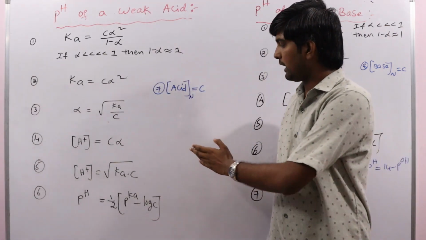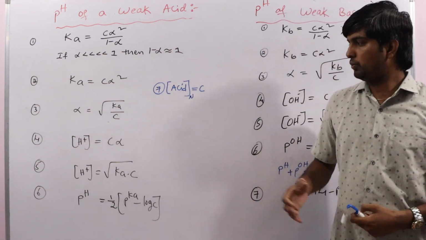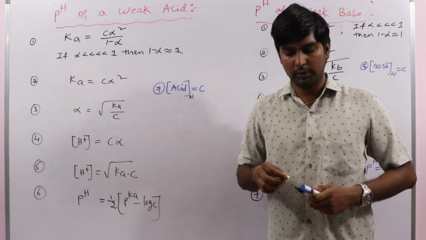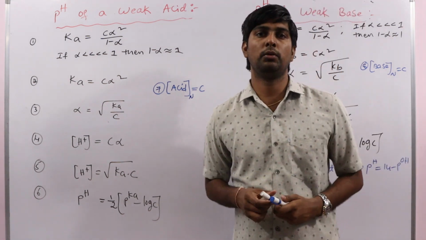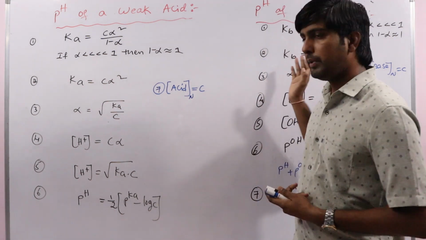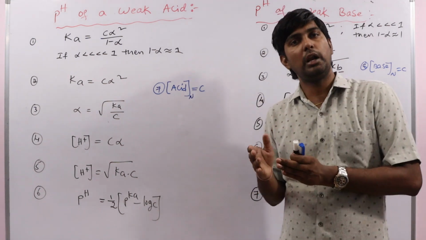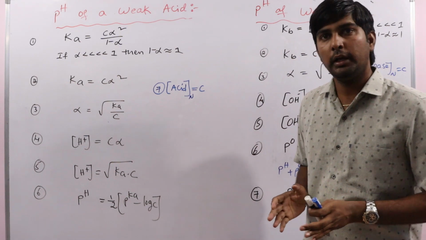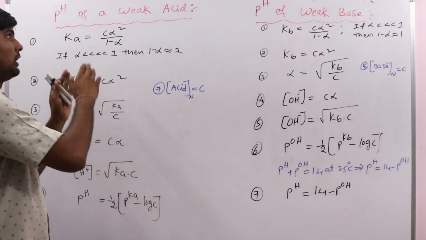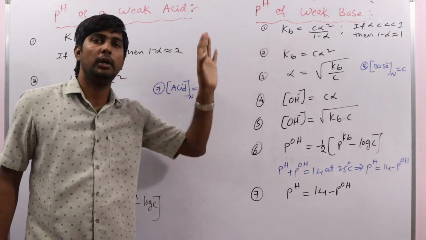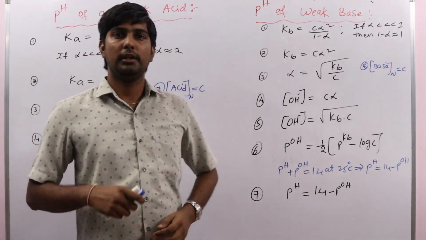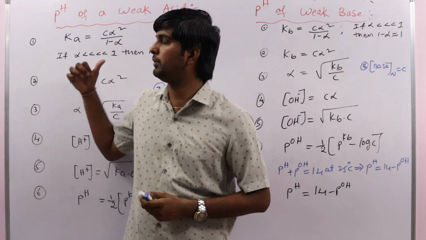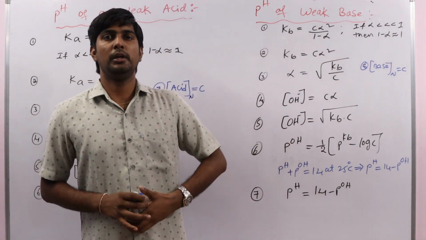And also here we calculated two cases. Yes or no? One is alpha 1 by alpha 2 equal to square root of Ka1 by Ka2. So in the case of bases also we get alpha 1 by alpha 2 equal to square root of Kb1 by Kb2. Okay, clear? So it is very similar to the pH of a weak acid. In the next lecture we will discuss different types of problems related to this concept. Okay, thank you.